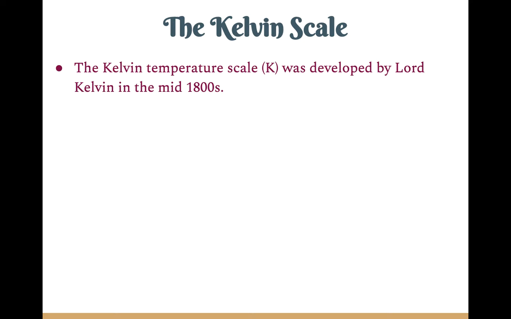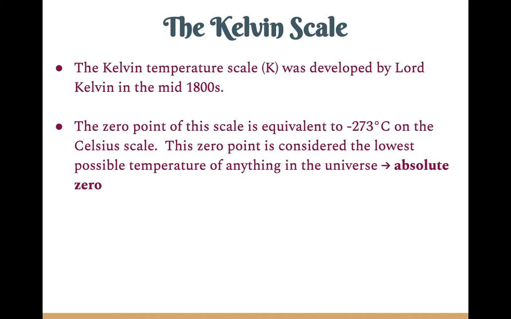So what is Kelvin? The Kelvin temperature scale was developed by Lord Kelvin in the mid-1800s. And the 0 point of the Kelvin scale is equivalent to negative 273 degrees Celsius. And this 0 point is considered the lowest possible temperature of anything in the universe. This is the temperature in which all particles cease to move at all. So this is called absolute zero. So absolute zero, which is 0 Kelvin, is equal to negative 273 degrees Celsius.